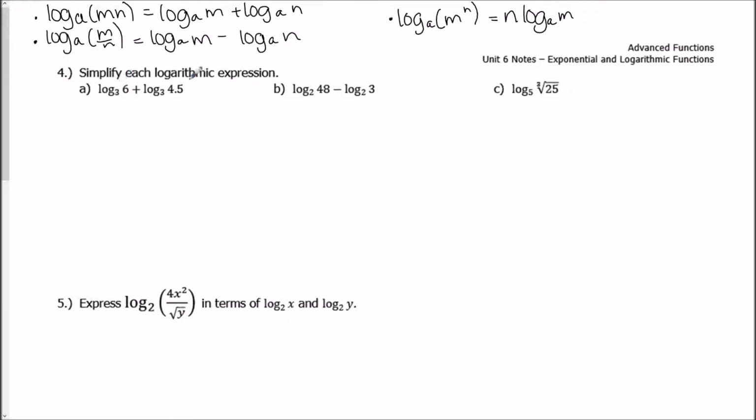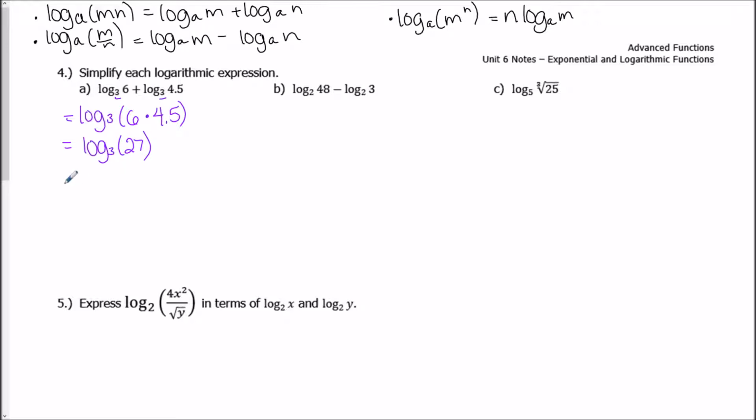So here A, it says simplify each logarithmic expression. So here we have the same base of 3, and this rule only works if they have the same base, okay? So we can say that log base 3 of 6 plus log base 3 of 4.5 is equal to log base 3 of 6 times 4.5. So then that turns into log base 3 of, when I multiply 6 by 4.5, 6 times 4 is 24, and then 6 times a half is 3. So altogether that would be 27.